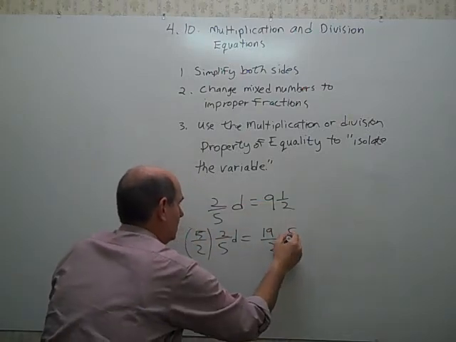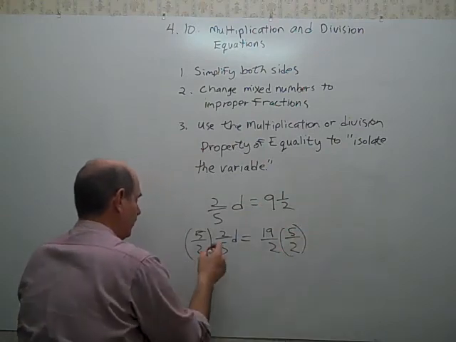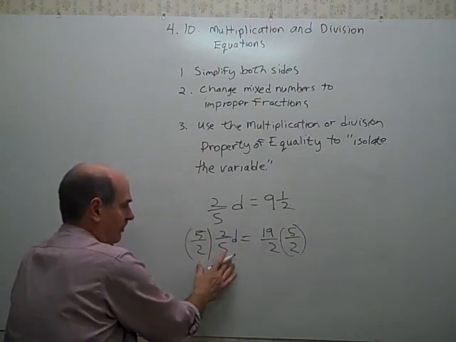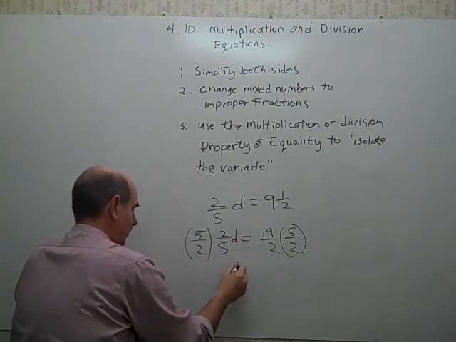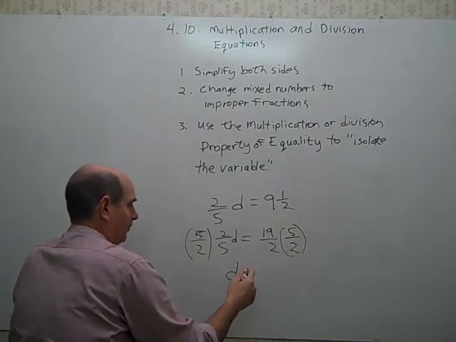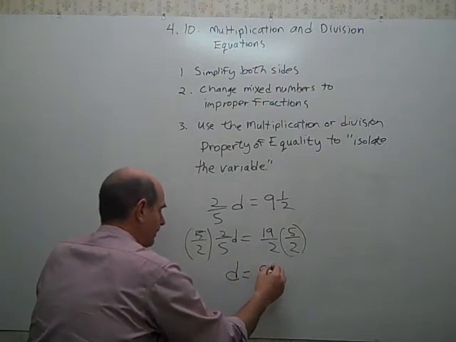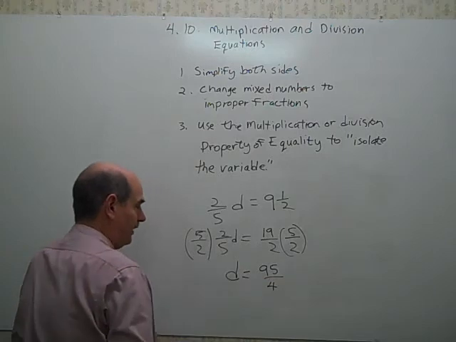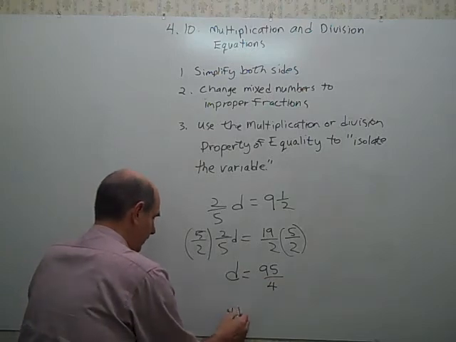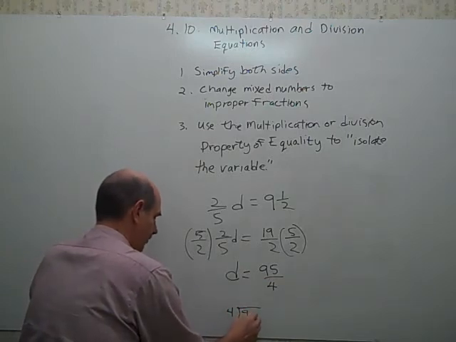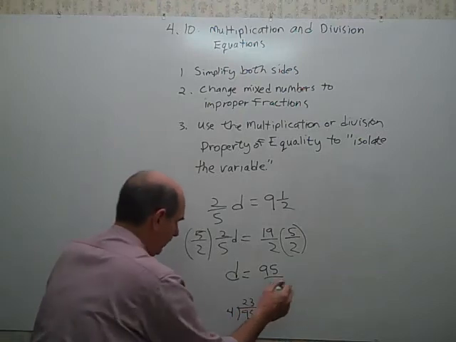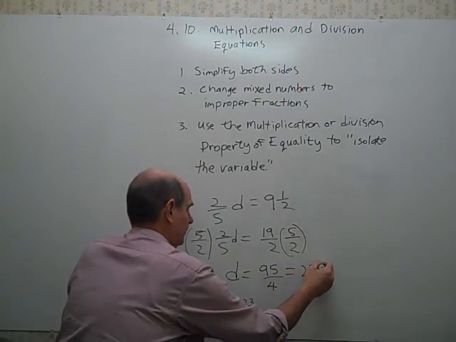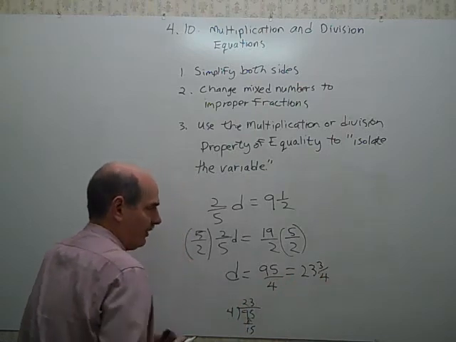parentheses there. This will be 1 because it's the definition of inverses. When you multiply them together, you get 1. 1d, which just says d. This would be 95 over 4. And you could leave it like that, but typically you would go ahead and see what that is as a mixed number. And that would be 23 3/4. So either one of these is acceptable.